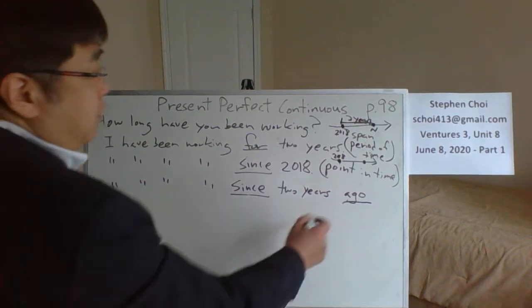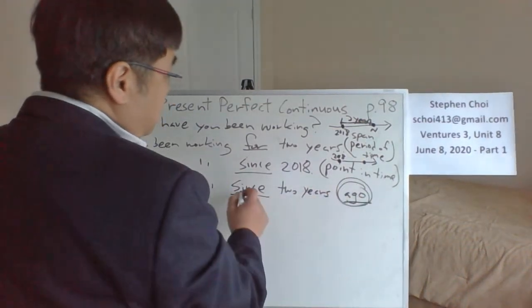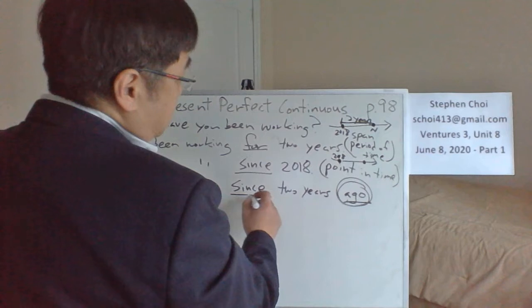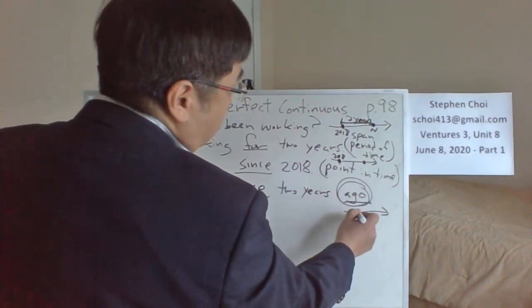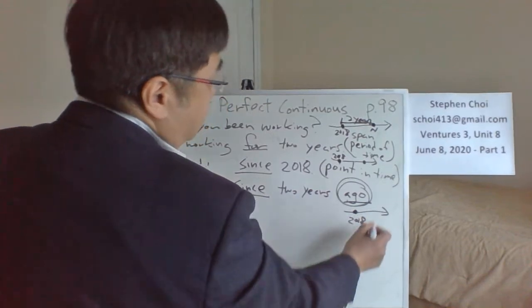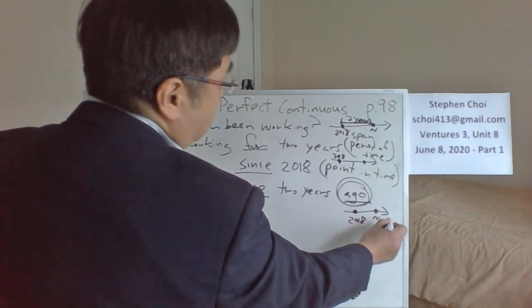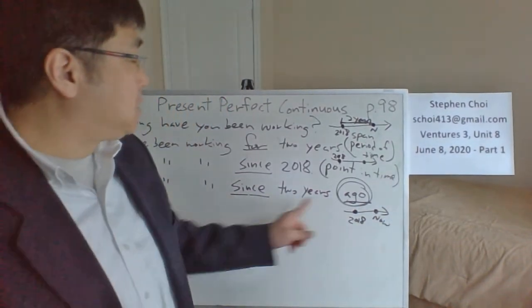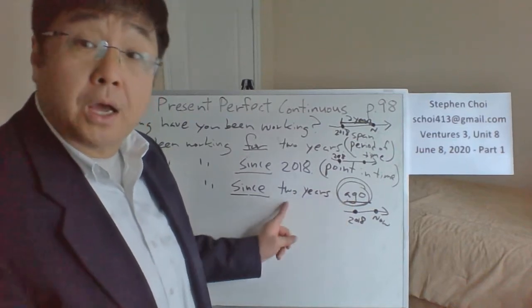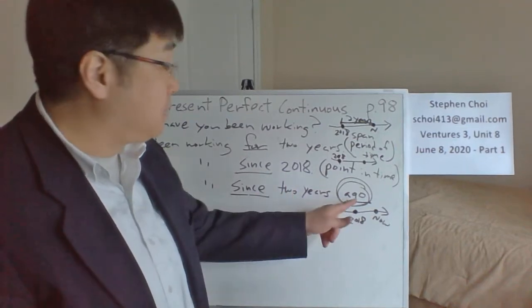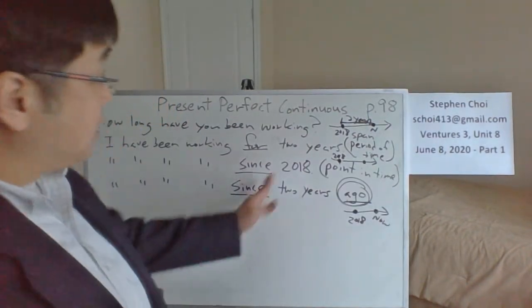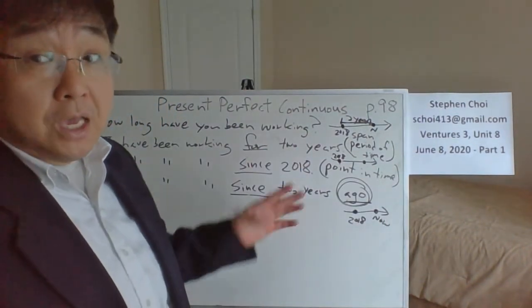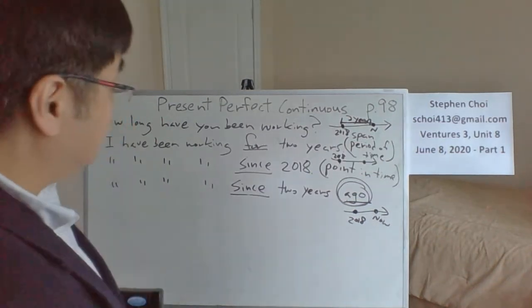Whenever you see since plus span of time plus ago, this is a point in time. It goes back to this is now. So when you use since and ago, you gotta use a span of time, but it's not a span of time because ago makes it a point in time. We talked about that in a previous video. So if you have any questions, always let me know.